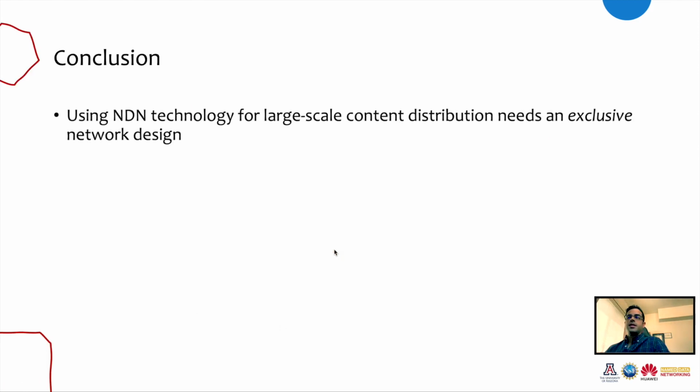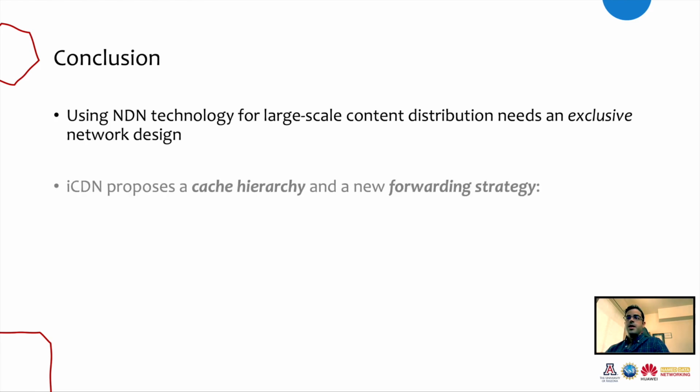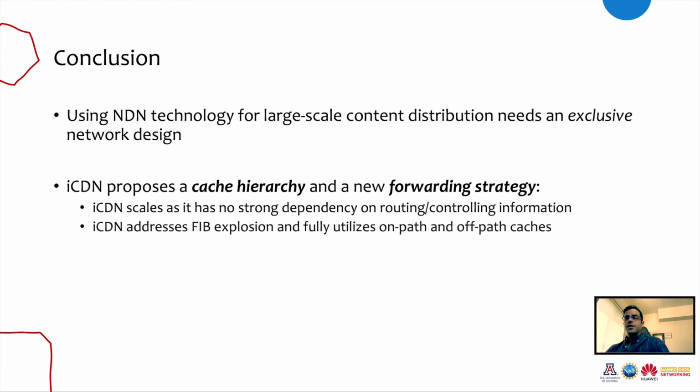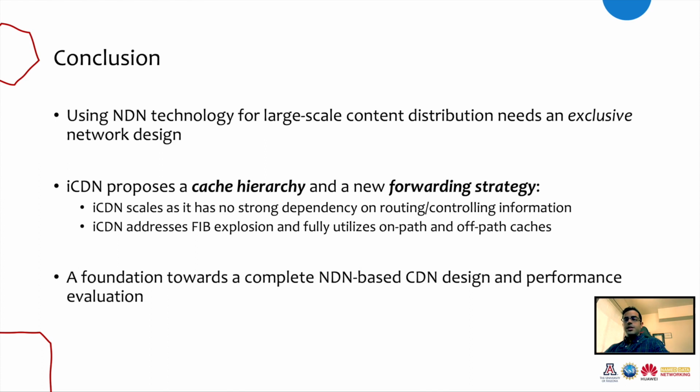So to conclude, iCDN is an exclusive network designed for large-scale content distribution using NDN technology. It builds a cache hierarchy among the network nodes and proposes a new forwarding strategy to efficiently forward packets in this hierarchy without relying on any centralized controlling module or routing protocol. The design of iCDN plus C strategy addresses FIB explosion and inefficient use of in-network caching in a network. And we do hope that iCDN builds a concrete foundation towards a complete NDN-based CDN design and performance evaluation in the future. And thank you.